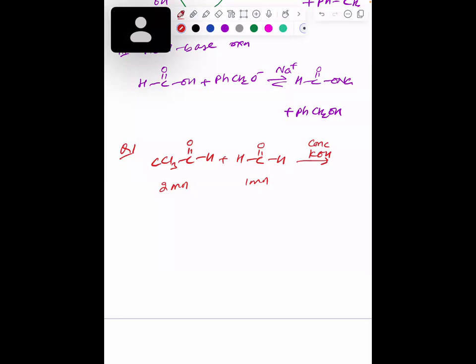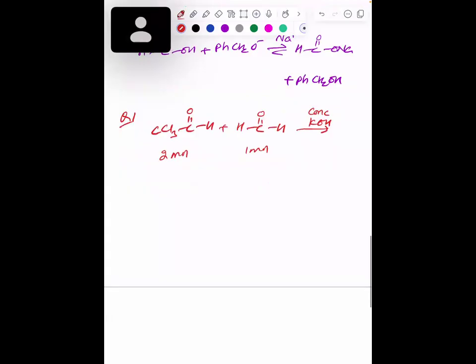That means 1 mole of formaldehyde and 1 mole of 2,2,2-trichloroethanol will undergo reduction. So 1 mole each is used. The oxidation product will give the potassium salt of carboxylic acid, 1 mole, and this will be converted to 1 mole.